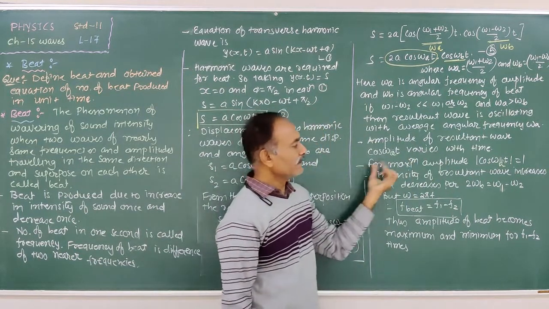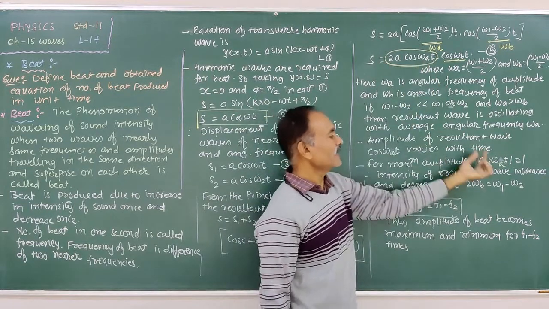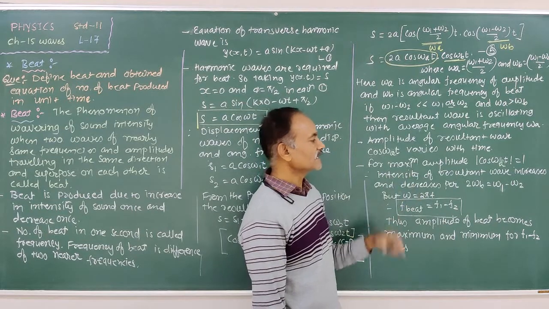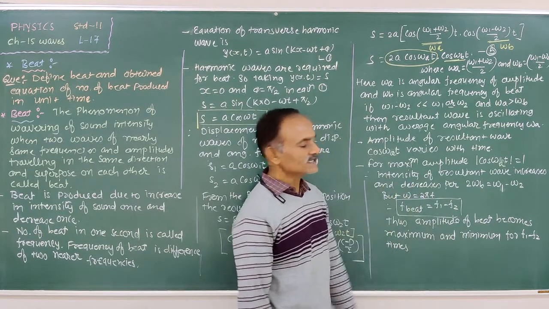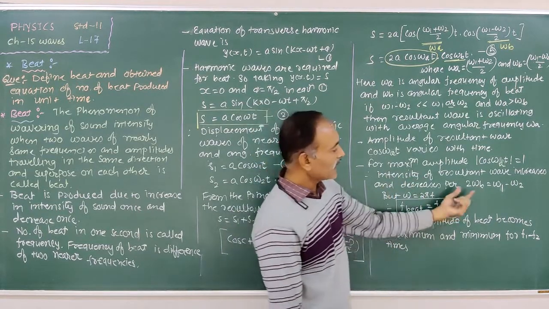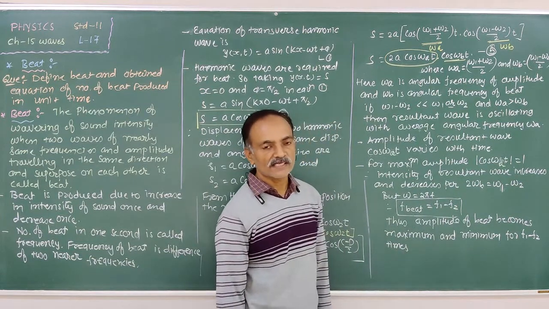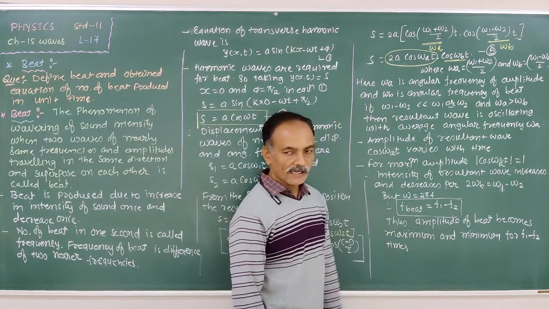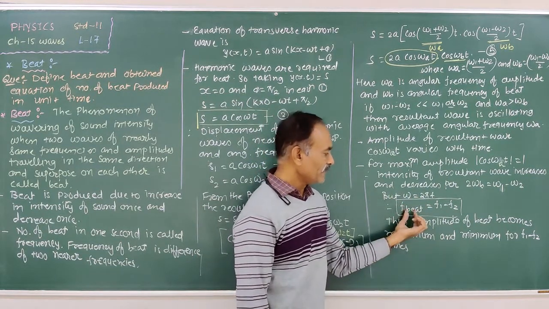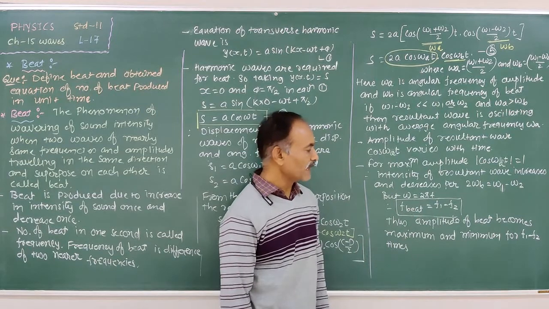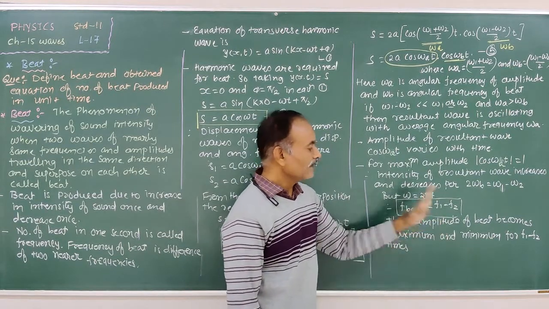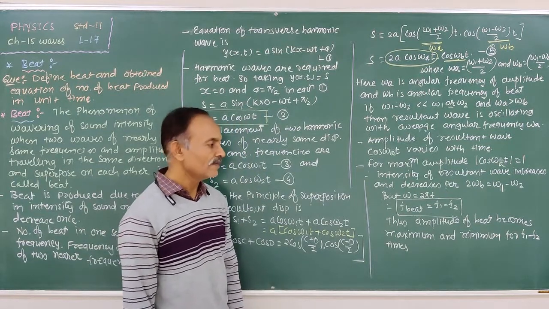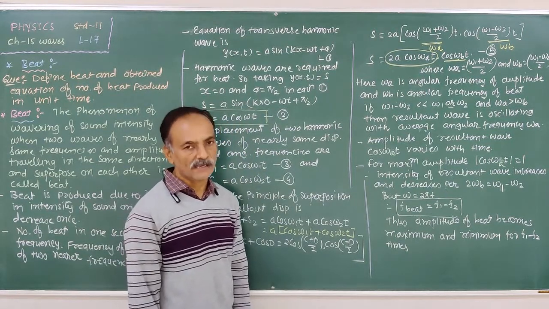Now, for maximum amplitude, cos omega b t must be equal to 1. Therefore, the intensity of the resultant wave increases and decreases per cos omega b t. So 2 omega b is equal to omega 1 minus omega 2. But omega is equal to 2 pi f. Therefore, f b is equal to f1 minus f2. Thus, the amplitude of the beat becomes maximum and minimum f1 minus f2 times.